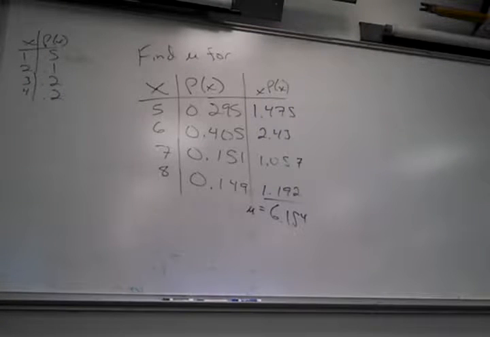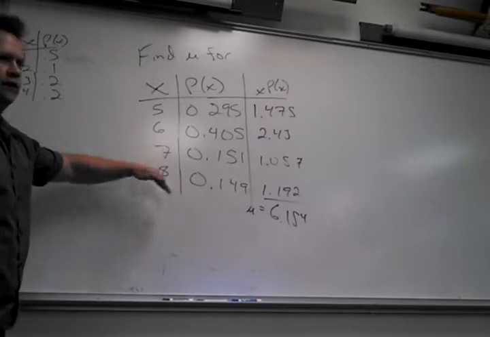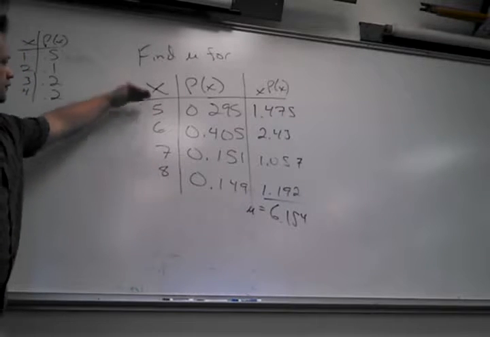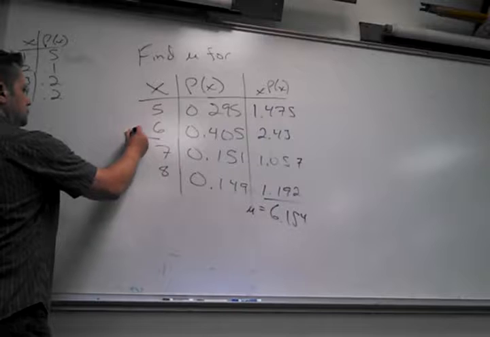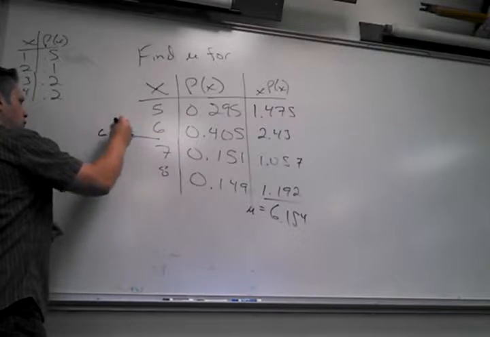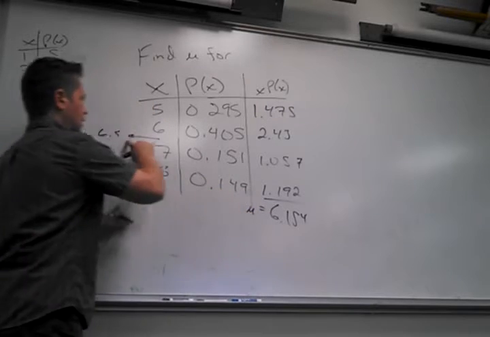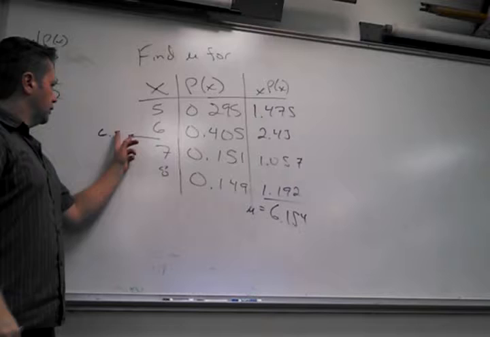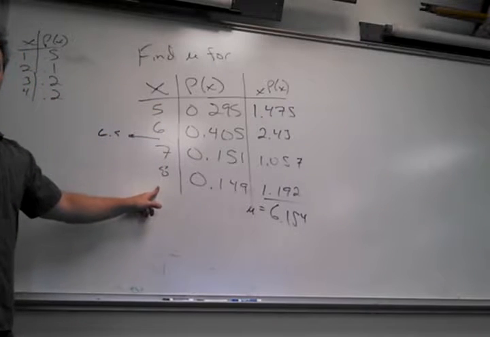And why does it make sense? What's the average of 5, 6, 7, 8? What's right in the middle of 5, 6, 7, 8? 6.5. Why is the actual mean lower than what it would be if these were just the 4 numbers I was dealing with?